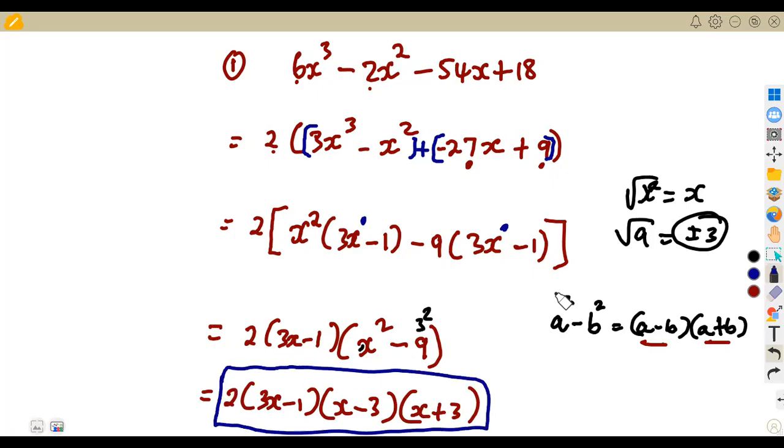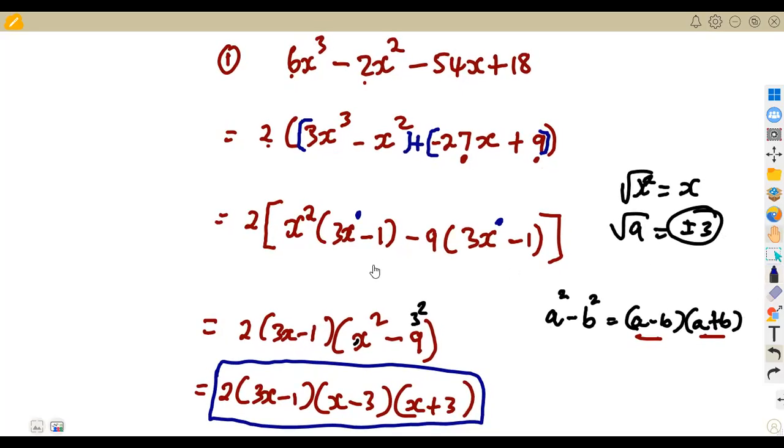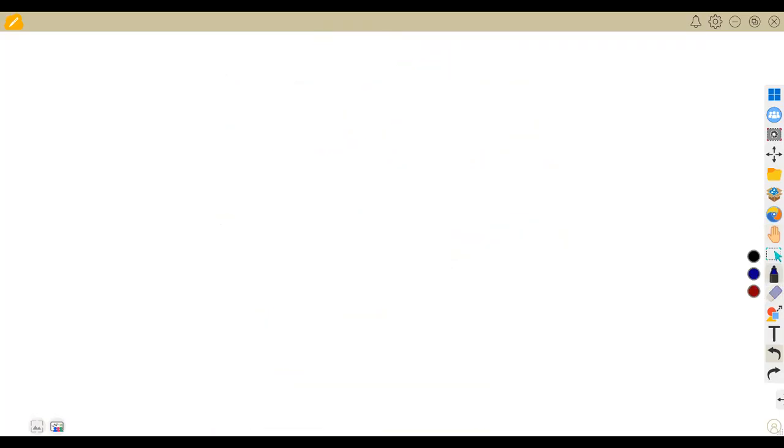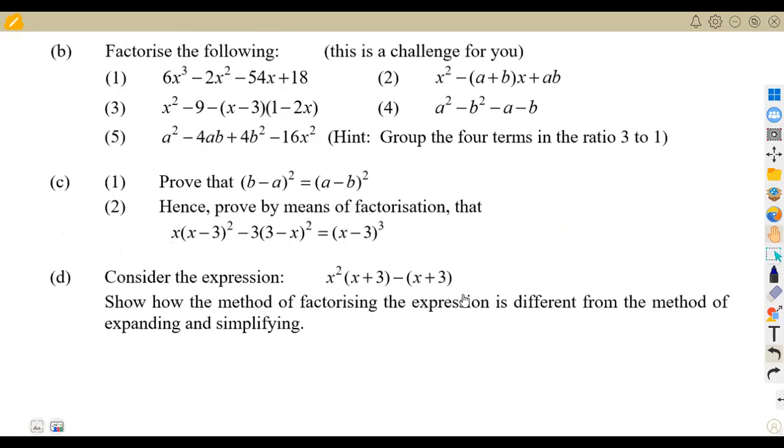To fully factorize your expressions, you are supposed to consider your terms up to the final answer and also look for any common terms. So that is how we can have these typical questions. You just have to be careful on your simplification.